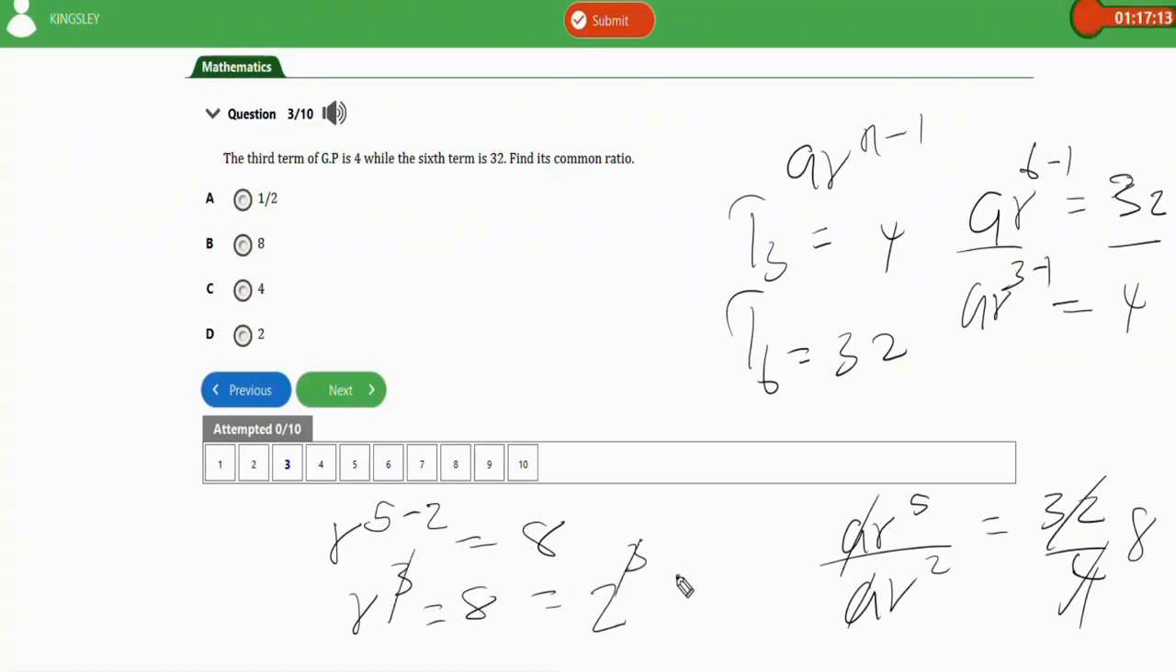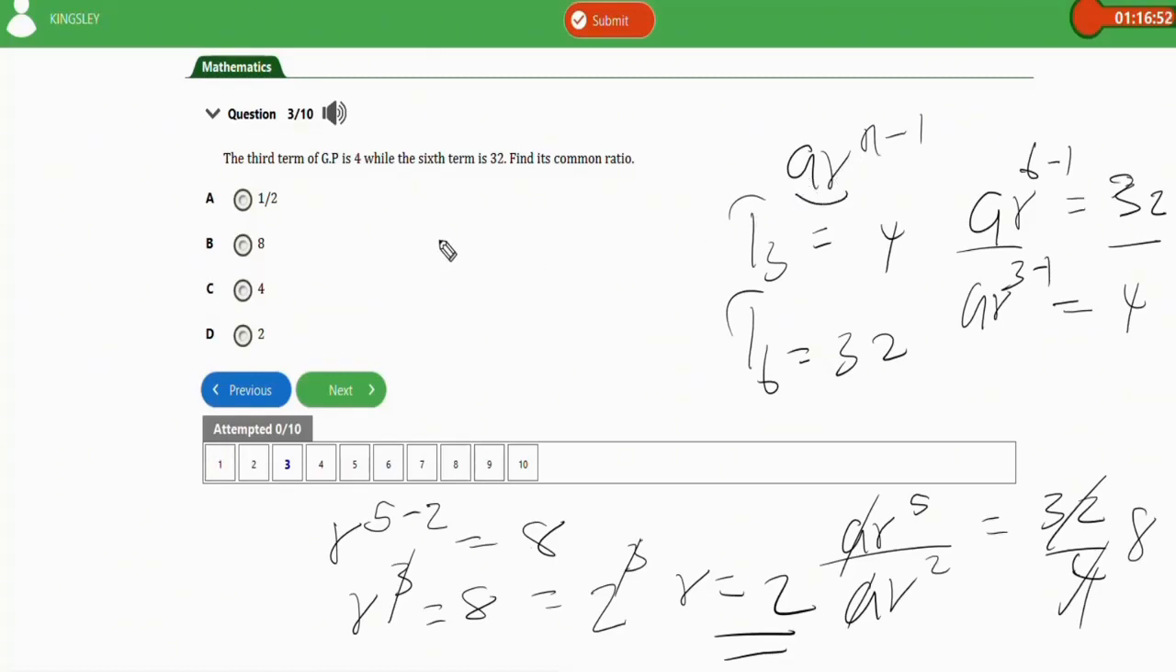Our R is now what? 2. So basically, the common ratio to this question is 2. 2 is the common ratio. Now let's experiment to check if this R is correct.